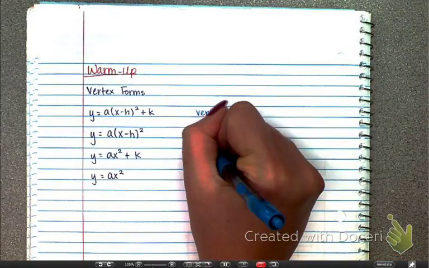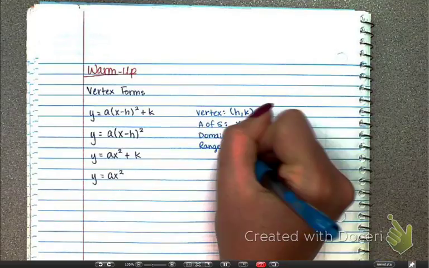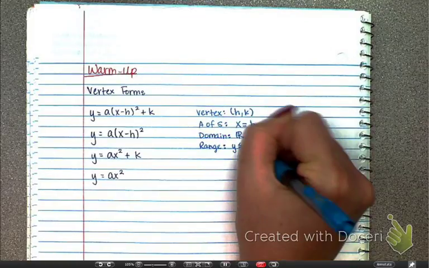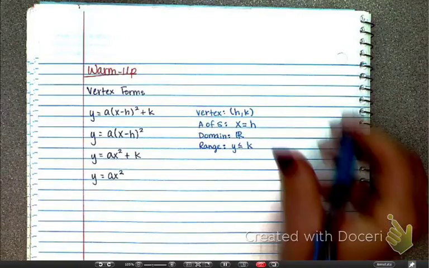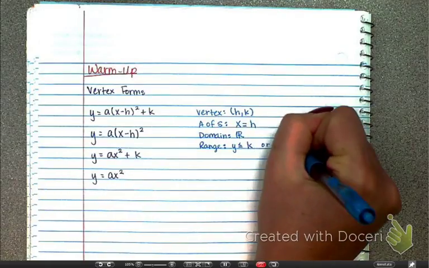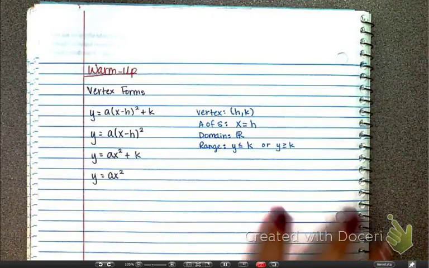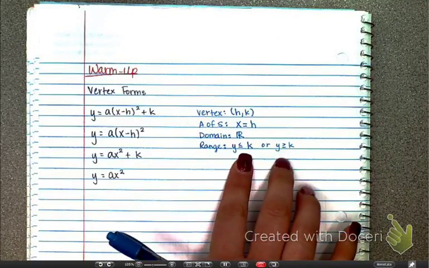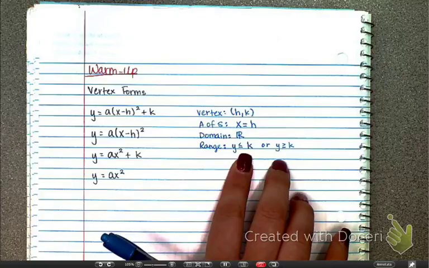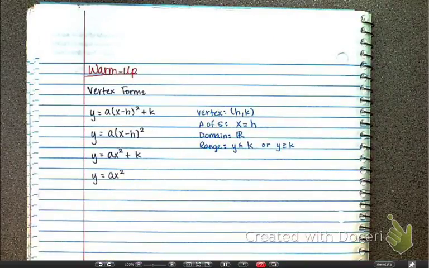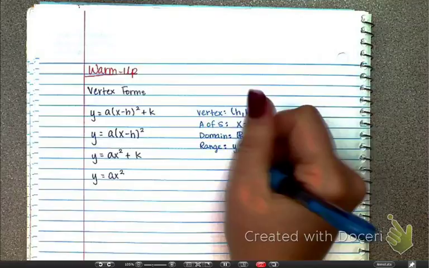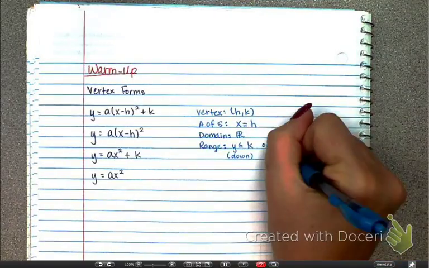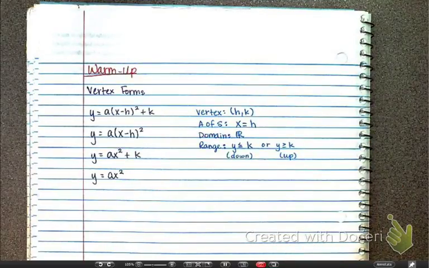Range is dependent on whether your graph opens up or down. So you have two options. You have y is less than or equal to k, because it's always your k value, or you have y is greater than or equal to k. When do I use which one? So when do I use the less than or equal to? What does my graph look like? It faces down. You have a maximum value and the graph faces down, so your y values get lower. So this is when your parabola opens down, which means it's greater than when your parabola opens up.